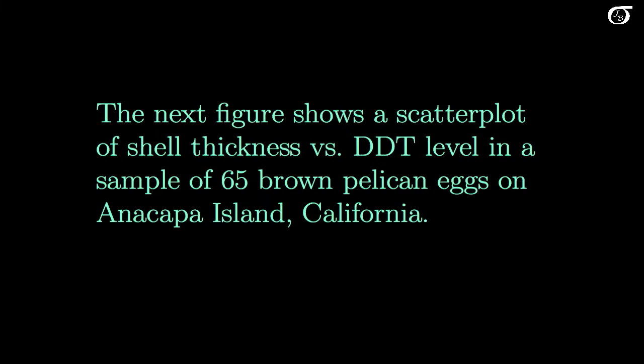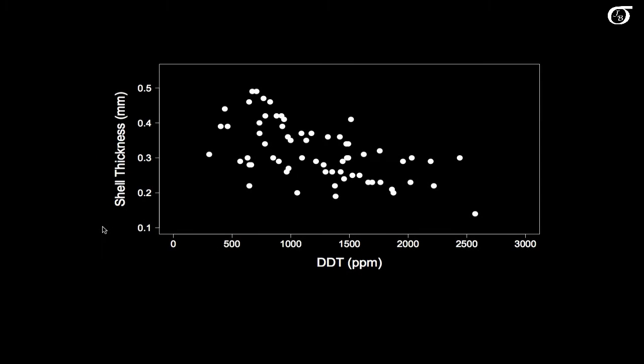And as part of the study, they investigated the shell thickness versus DDT level in a sample of 65 brown pelican eggs on Anacapa Island in California. And this was back in the 70s. DDT was a very commonly used pesticide that was used for a long time, but it had some harmful effects and was eventually banned. Here I've plotted out the shell thickness of the eggs against the DDT in parts per million in the yolk lipid.